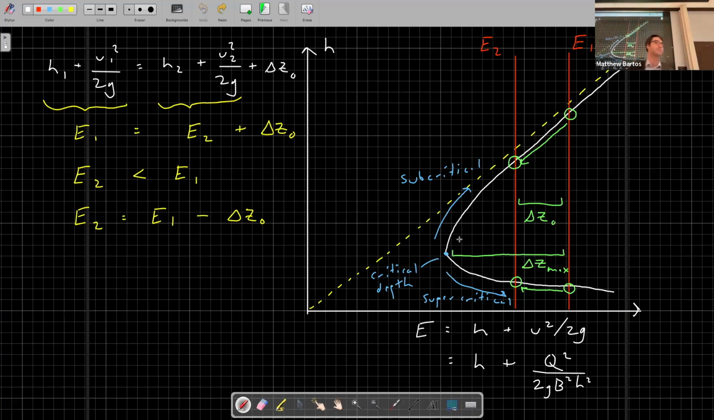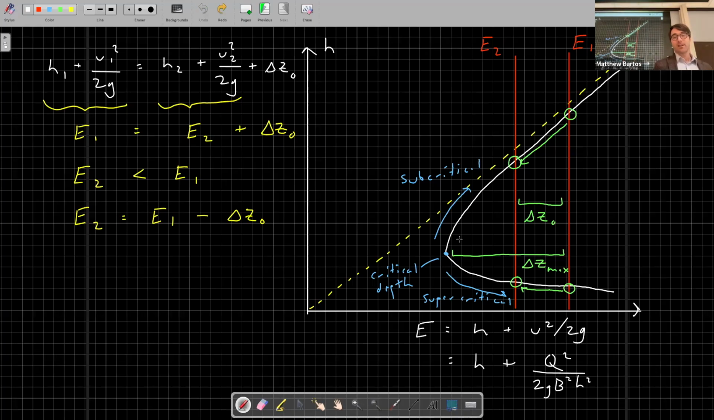I'm somewhat confused how we were able to figure out the height when that graph that we made isn't quantitative. There are no numbers on that graph. We just looked at E1 and E2, and then we said delta Z. How do we know delta Z naught isn't delta Z max?